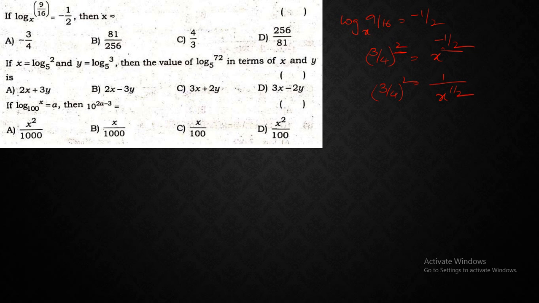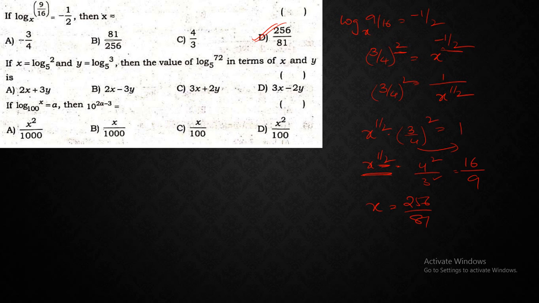Next step, so what I can write? So when I cross multiply, x power 1 by 2 into 3 by 4 whole square is equal to 1. So from this x power 1 by 2 is equal to, when I transpose this, 4 square by 3 square, which is nothing but 16 by 9. So since x power 1 by 2 now, if I want x, this root will become square. So this becomes 256 by 81. So where is 256 by 81? Option D.